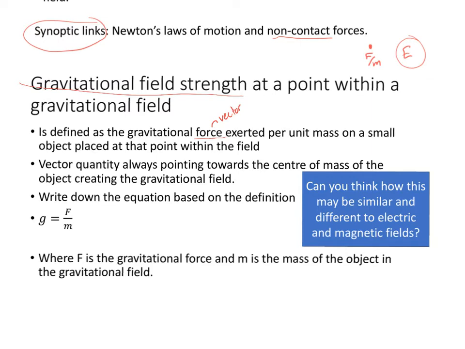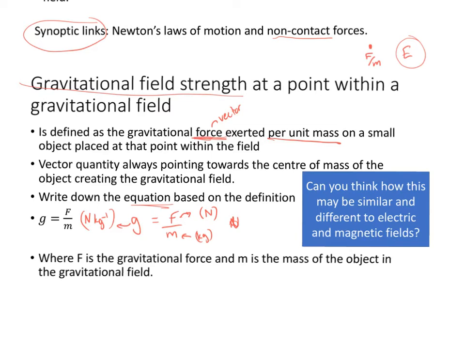Now, if I want to write my equation based on the definition, let's go up again. It's the force exerted per unit mass. So gravitational field strength is force per unit mass. That gives us units of newtons over units of kilograms. That means g, the gravitational field strength, is in newtons per kilogram, where F stands for the gravitational force, m is the mass of the object in the gravitational field, and g stands for the gravitational field strength.